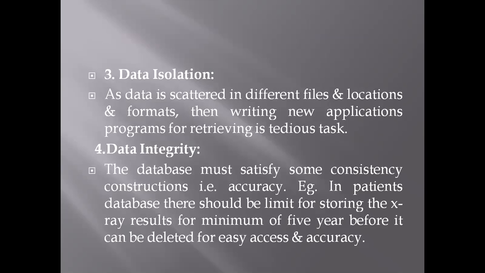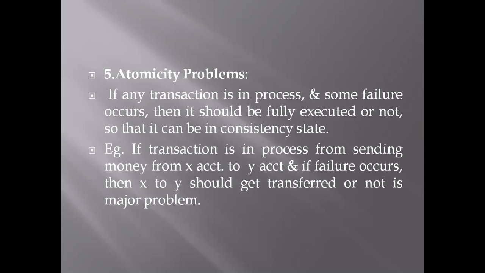Data integrity. The database must satisfy some consistency constraints, that is accuracy. For example, in a patient database, there should be a limit for storing X-ray results, a minimum of 5 years before they can be deleted, for easy access and accuracy. This is a very important part called data integrity. Atomicity problem: if a failure occurs during a transaction, it should be either fully executed or not at all, so that the database stays in a consistent state.